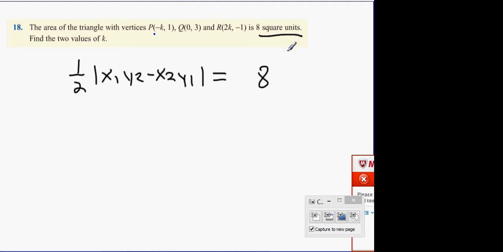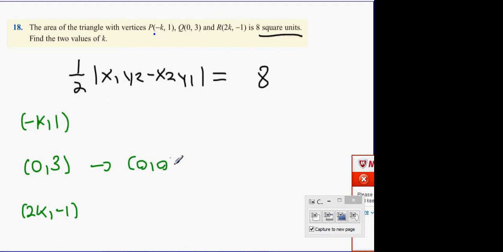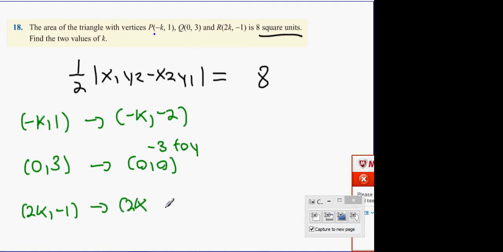Okay. Secondly, we have 3 points. We need to convert one of the 3 points into (0, 0). Now we can do it 2 ways, but I suppose the easiest way would be to just put (0, 3) down to (0, 0). What's the rule then? It's minus 3 to y. Take away 3 from the y values, and what we get here is minus k, minus 2, and the other one's going to be 2k, minus 4.